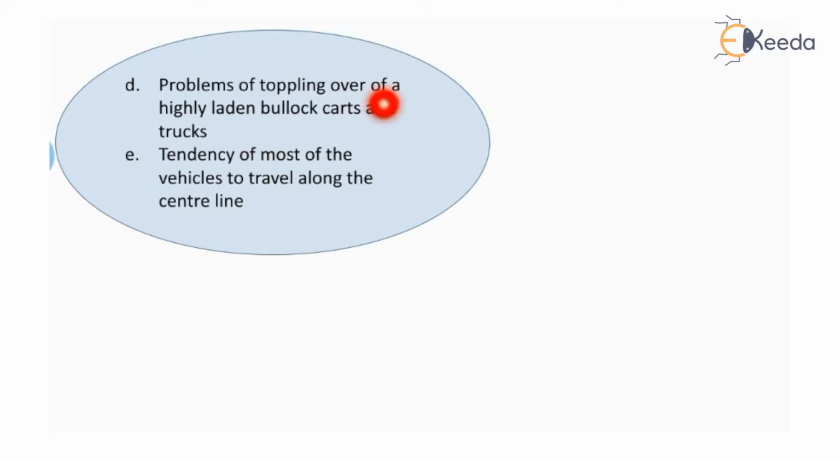Problems of toppling over of highly laden bullock carts and trucks. Tendency of most of the vehicles to travel on the center line. As I have stated before, the toppling of heavily loaded vehicles and bullock carts will occur, and most of the vehicles have the tendency to travel at the center of the road when the road is empty.